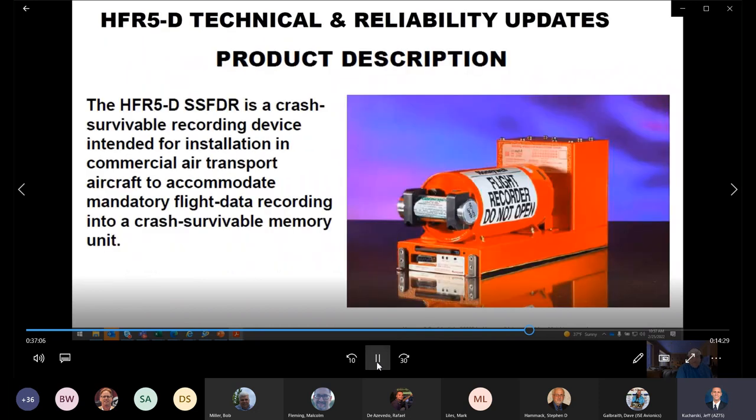The HFR 5 series of recorders includes the HFR-5D, D for data. The HFR-5D is a crash survivable recording device and records the mandatory flight data and writes that data to a crash survivable memory known as a CSMU, crash survivable memory unit.